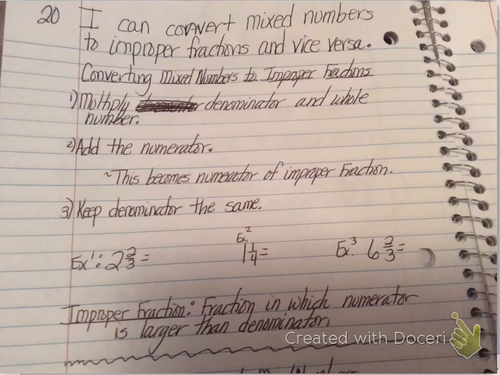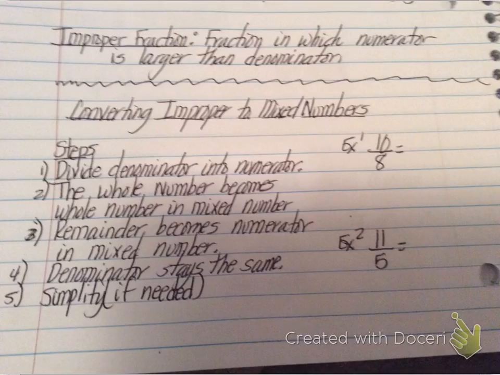Remember, an improper fraction is a fraction in which your numerator, which is your top number, is larger than your denominator. Remember, mixed numbers have a whole number and a fraction, like 3 and 1/2. My whole part is 3, and that fractional part is 1/2. And then the vice versa, convert improper fractions to mixed numbers.